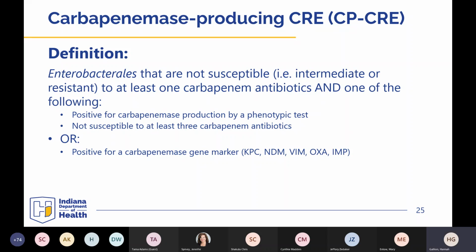Genotypic tests often look for carbapenemase gene markers. Examples of those include KPC, VIM, IMP, NDM, and OXA. Gene markers often vary by location. In the United States, KPC is the most commonly identified gene marker. However, it is not the only one found in the United States or in Indiana.